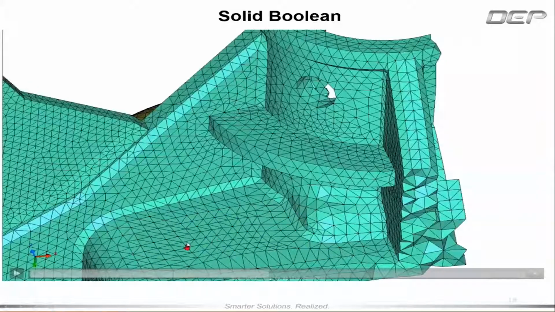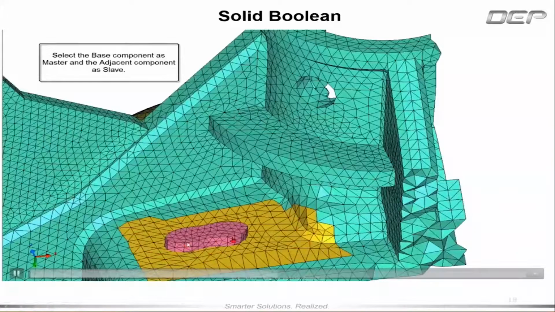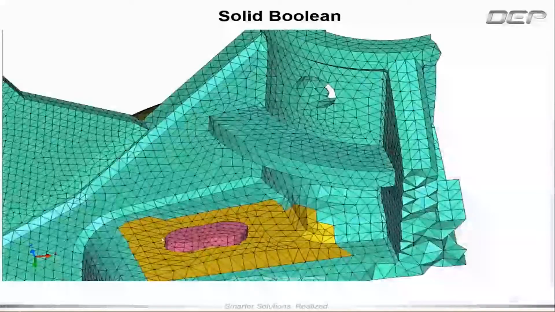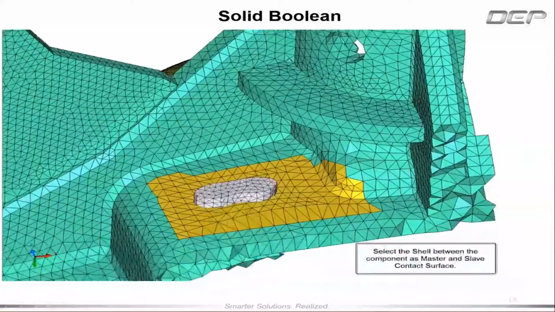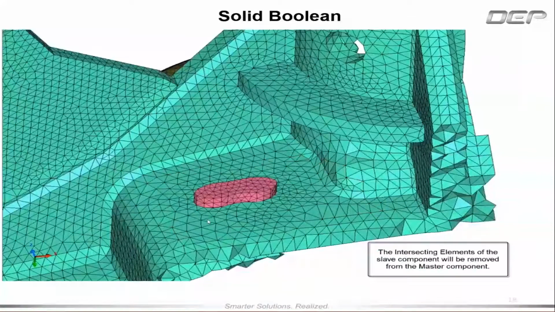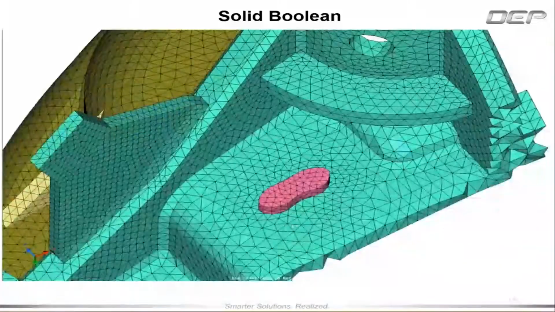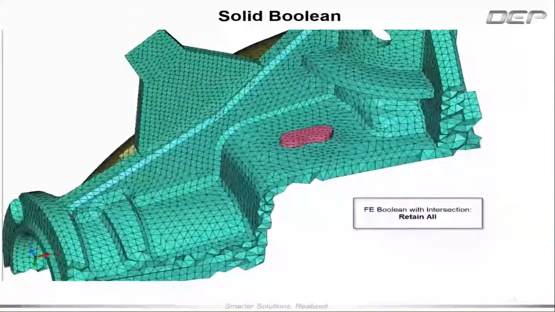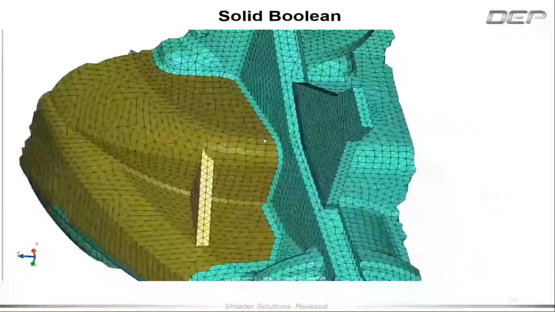So the next one is to create a slot in this particular region. If we have a shell mesh and then a face mesh over your base cast component, solid component, just go ahead and select the master and slave, and simply click on the solid Boolean function. So very quickly, it will go ahead and defeature that area by creating the slot region.